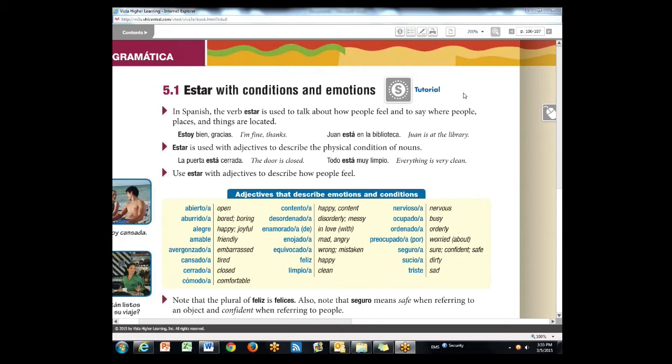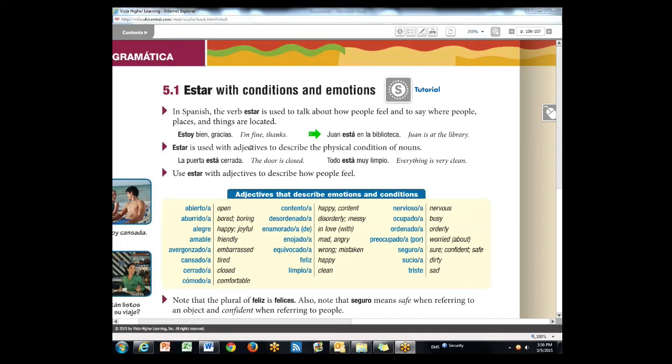Section 5.1 is really nothing new. You already know how to conjugate the verb estar. And this is just using estar with conditions and emotions. The verb estar is used to talk about how people feel and to say where people, places, and things are located. Estoy bien, gracias. Juan está en la biblioteca.